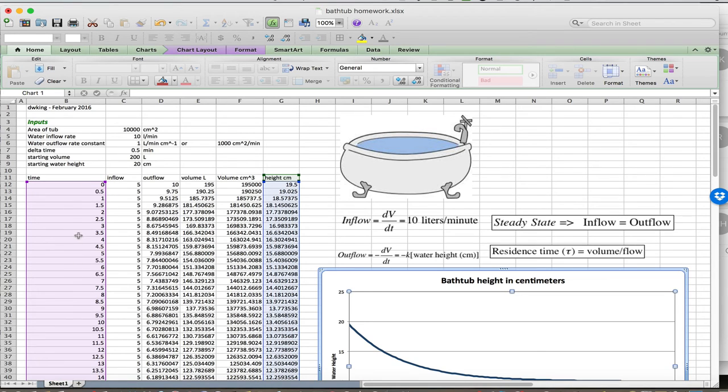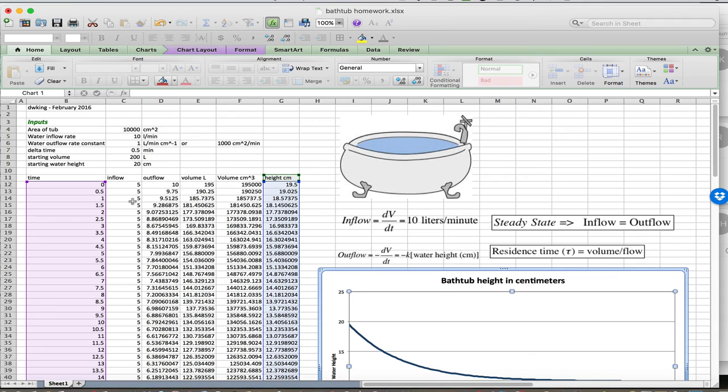I can play around with that, but if I made them too big, this wouldn't be a nice smooth curve. It would be a very boxy curve. And we talked a lot about that in general chemistry. So you can go back and think about kinetics in general chemistry as to why we have to make this step small. Steady state is when inflow equals outflow.